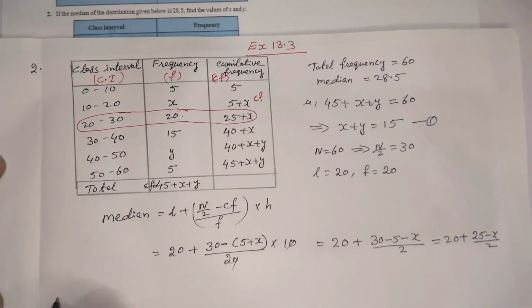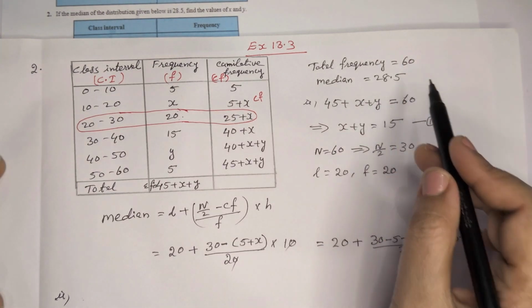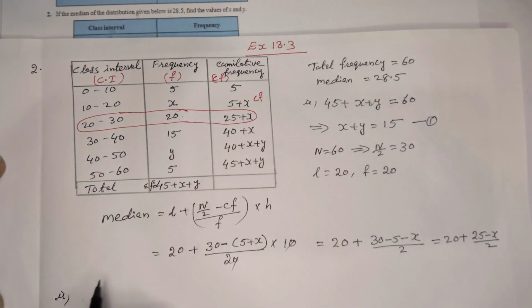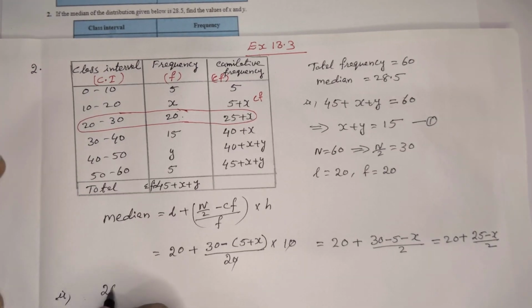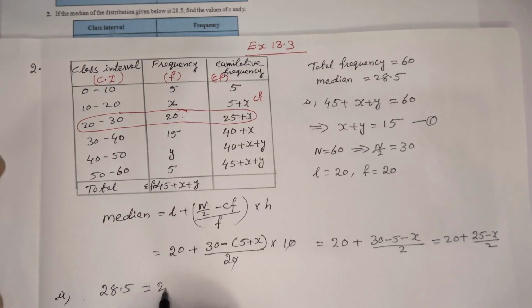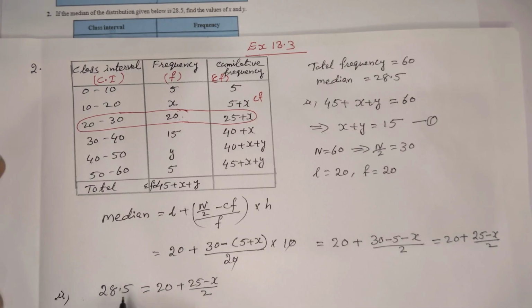Now here we have median given as 28.5. So we can put that 28.5 in place of median. 28.5 is equal to, here we got 20 plus 25 minus x by 2. When we are moving this 20 to the other side, we will get here.